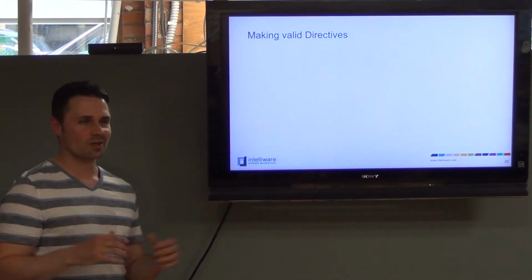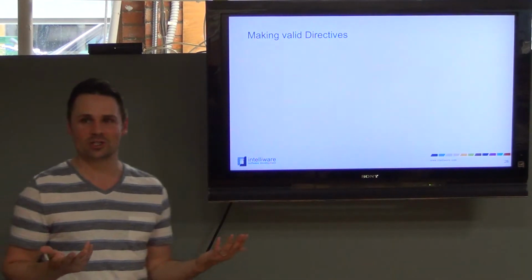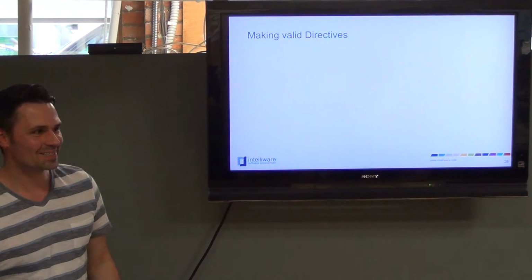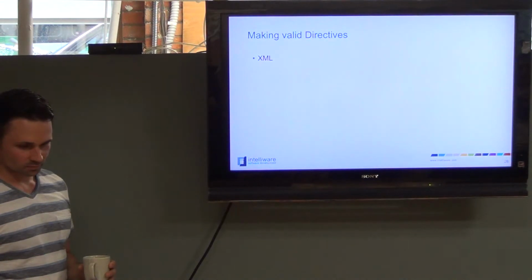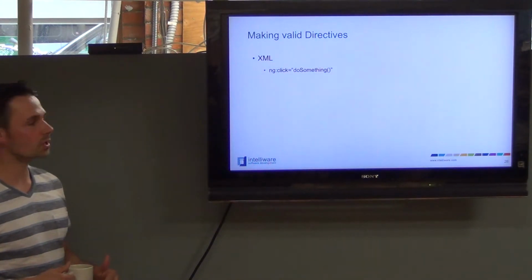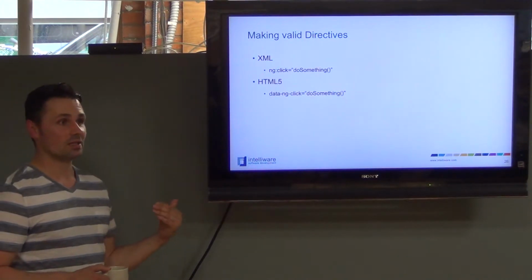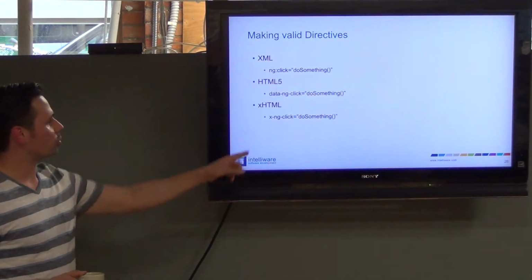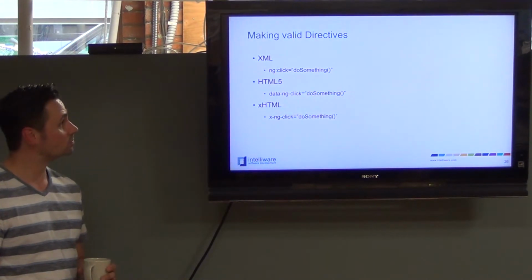ng-dash-whatever does not exist in HTML anywhere. So how does that pass any sort of HTML validator? How many people validate their HTML? That's what I thought. Not a lot of people. But there is a way to make your HTML valid. So if you were dealing with XML, you would define it this way: ng:click do something. In HTML5, you prefix it with data-dash. In XHTML, we would prefix it with x-. That should give you some valid HTML.